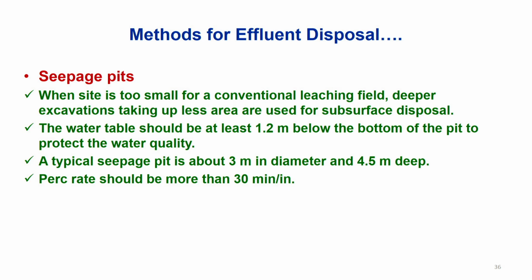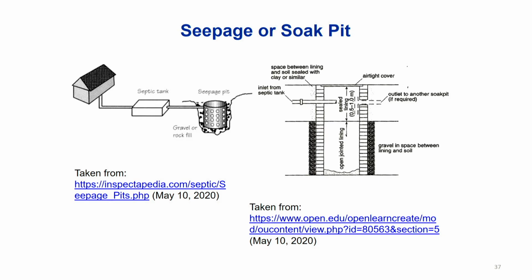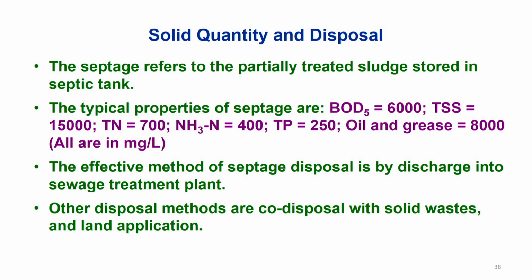Perk rate, that is percolation rate, should be determined; it is 30 minutes per inch. So its units are in minutes per inch, not inch per minute, right? That should be noticed here. This is a typical soak pit, and it has to be properly lined also, so that water does not go out from the sides. That care we should take here.